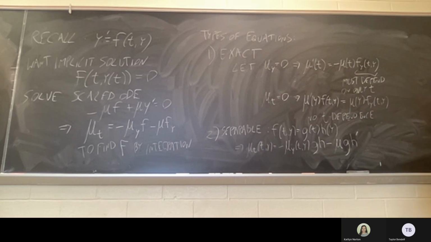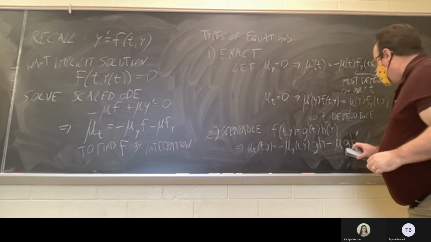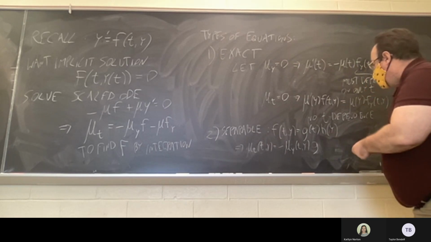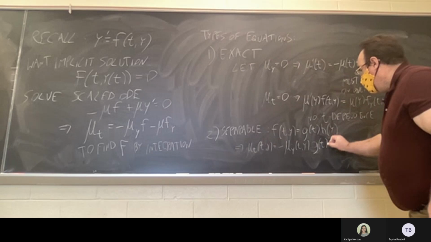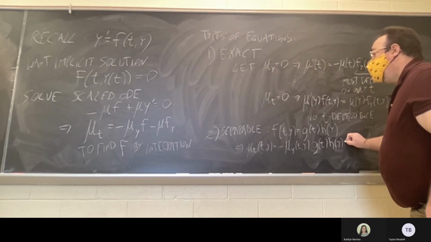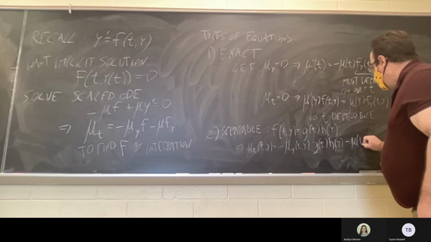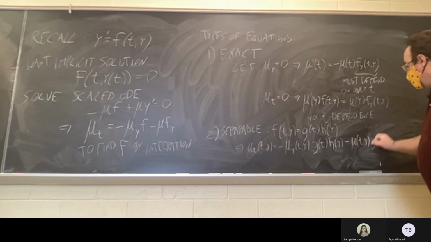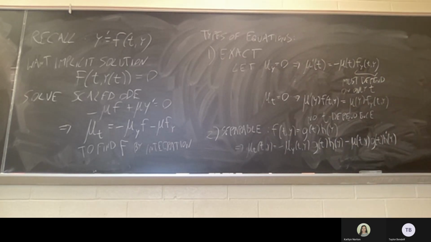Oh, actually, I should put the variable dependence in here. So here we have g of t, h of y, minus mu t y, g of t, h prime of y. Okay. All right.